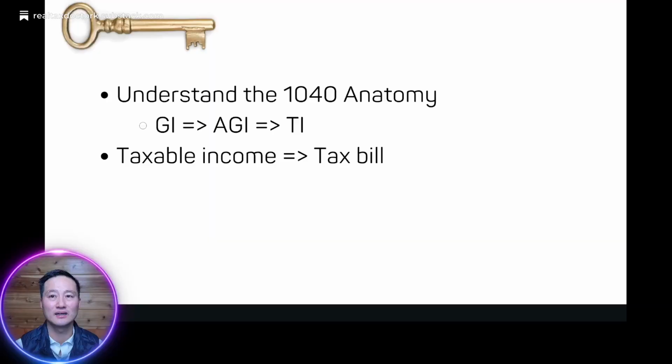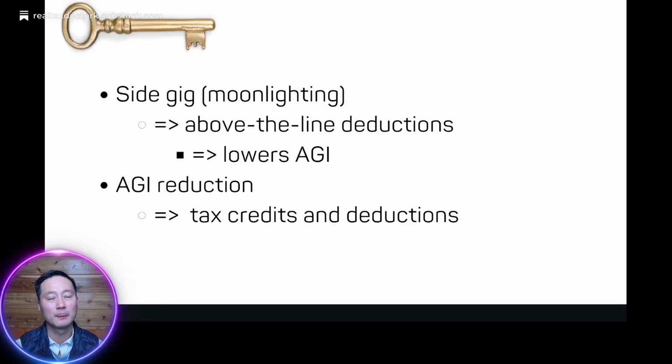Let me leave you guys with the final take-home points. It's very important to understand and even memorize the 1040 anatomy. It's foundational to everything in individual taxation, in my opinion. It starts with your gross income, which becomes adjusted gross income via above the line deductions, and AGI becomes taxable income via below the line deductions. Remember, taxable income is what determines your final tax bill.